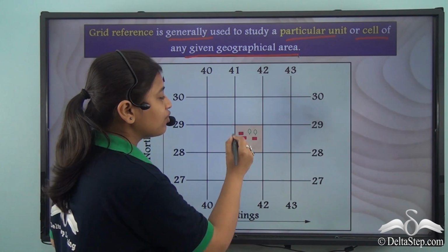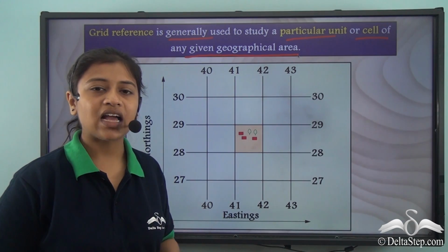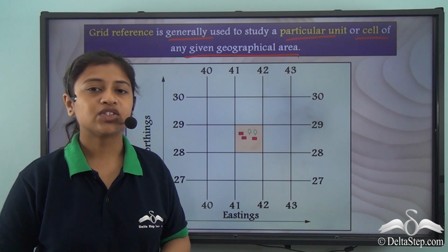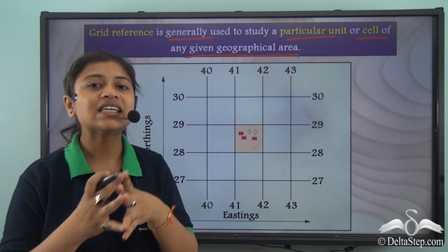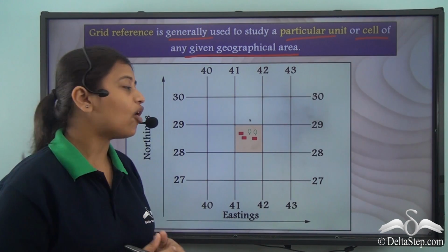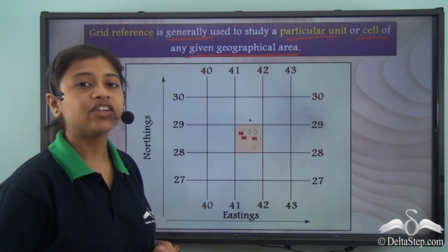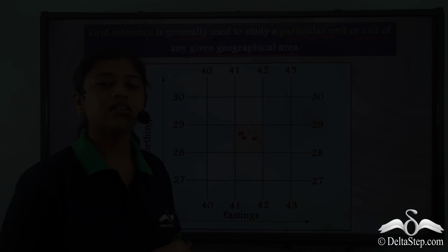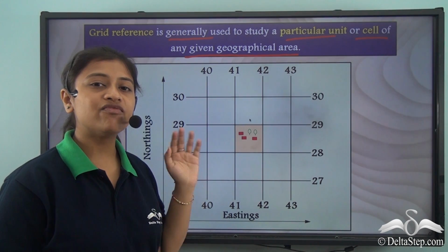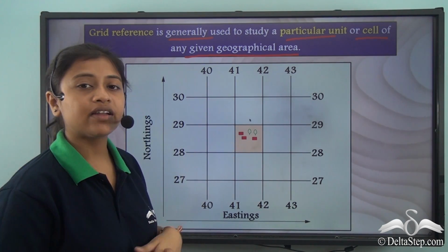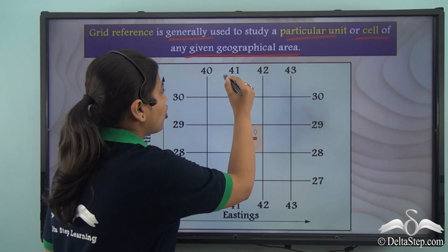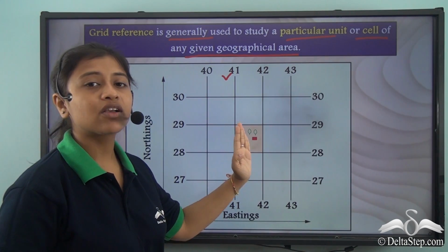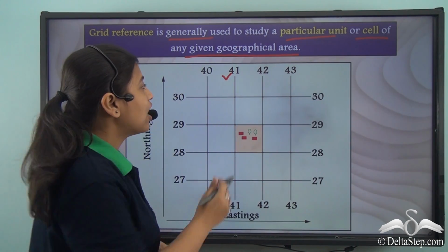So here we can see that one of the cells is colored, and that is where we need to identify the location of that feature. So we can do that with the help of northings and eastings. So the grid reference of this particular cell or this particular unit can be identified by first referring to the easting. So the eastings are the vertical lines that move from west to east. So for this particular area, the easting is 41. So we can see that the vertical line that first comes in contact with the particular cell is 41.